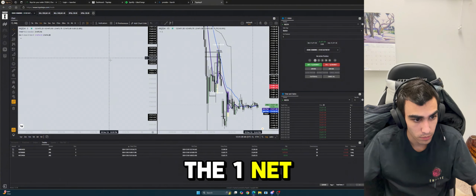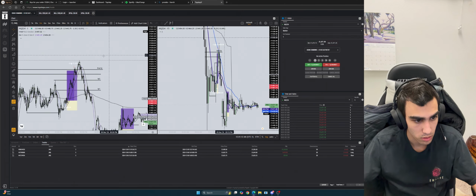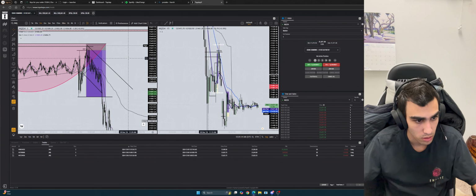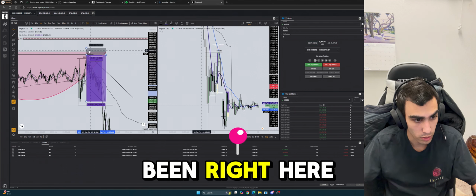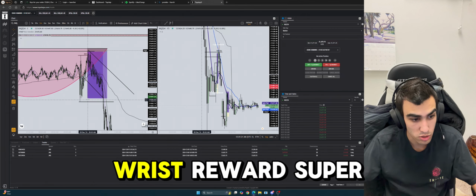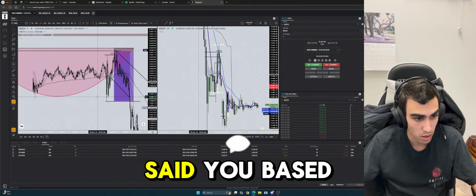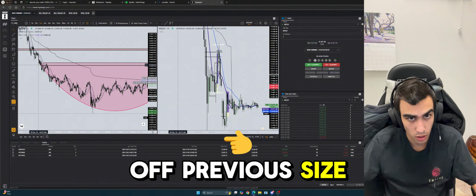Let's go to the 1 minute. Let me zoom out. Yeah, so your entry actually could have been right here with the stop loss right at the previous external high. So that would have made your risk to reward super high, 16 RR. So like I said, you base it off previous highs and previous lows.